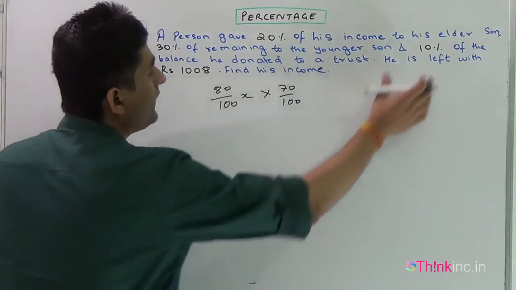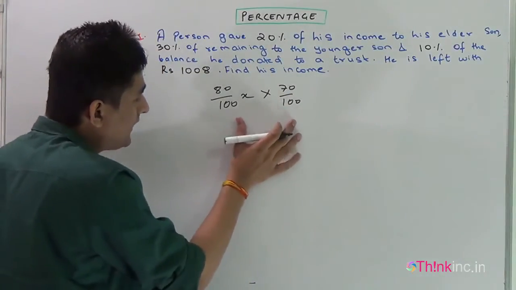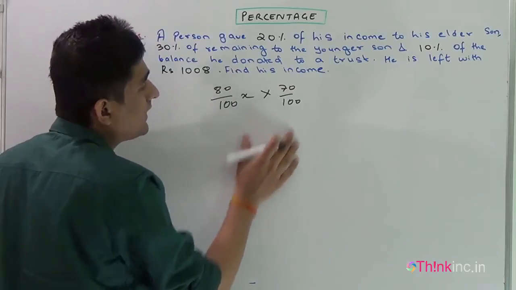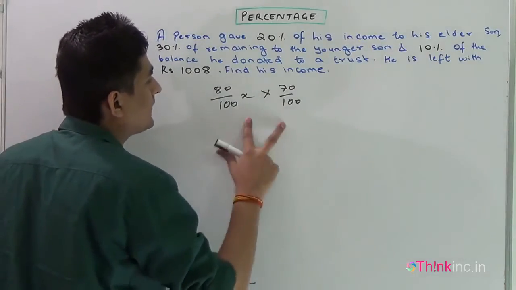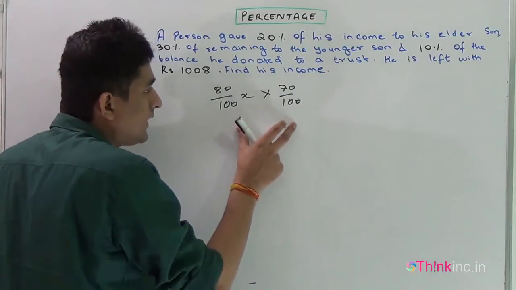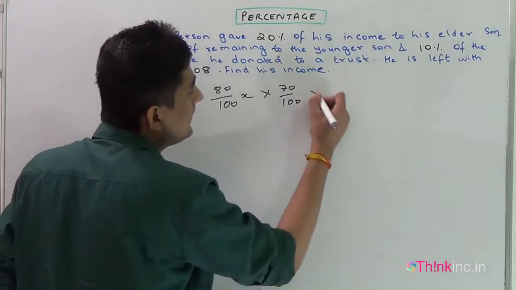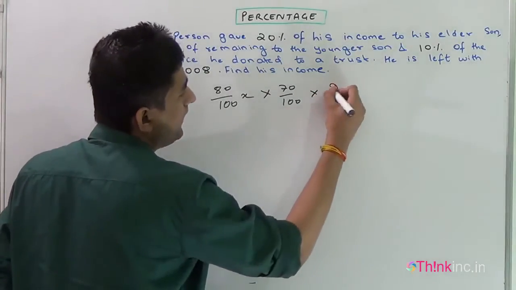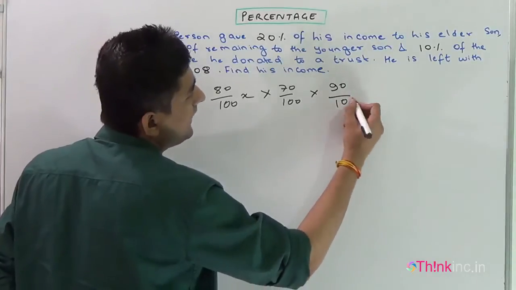Now he has donated 10% of the balance to a trust. The balance amount is this much, and of this he has donated 10% to a trust. That means right now he is left with 90% of the balance income.